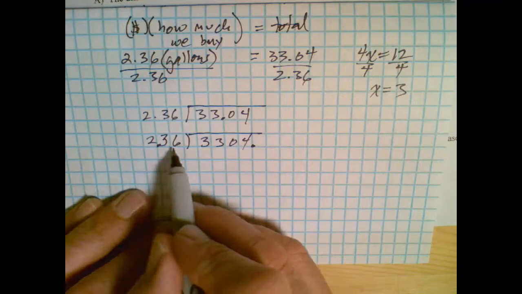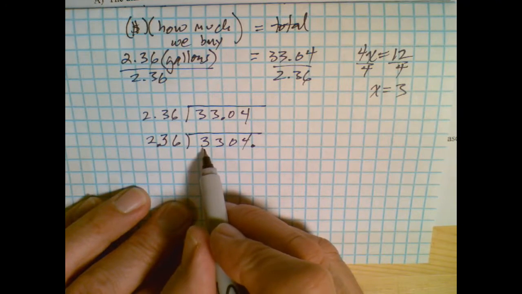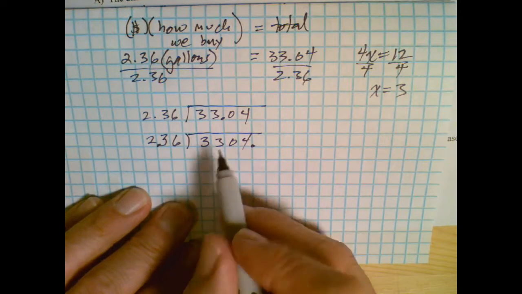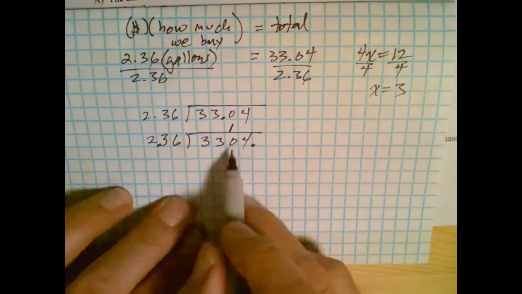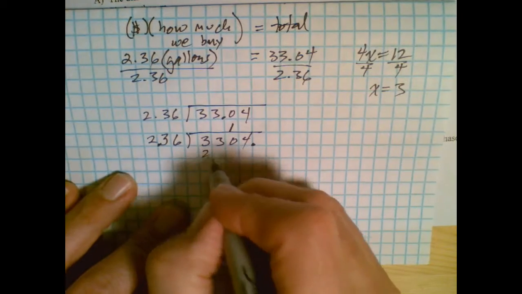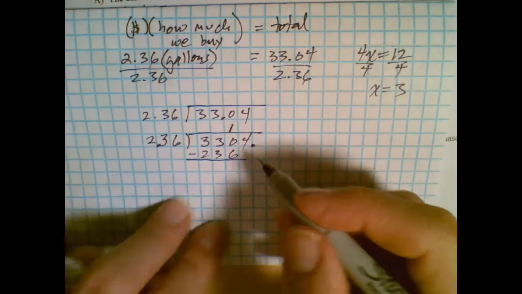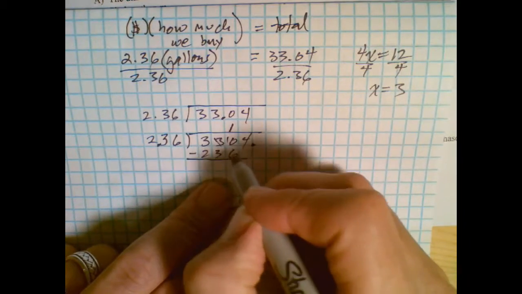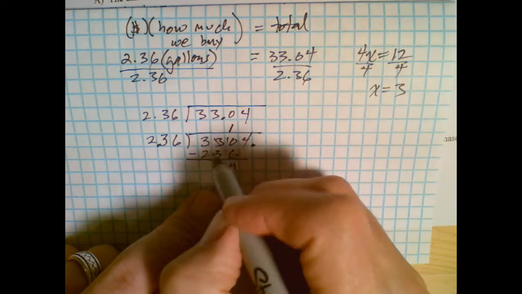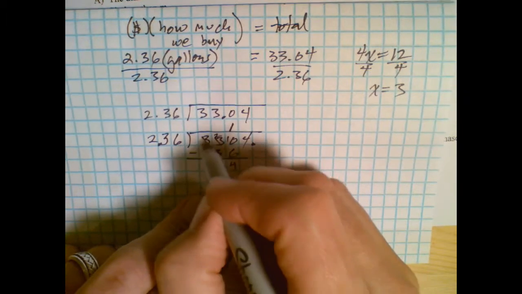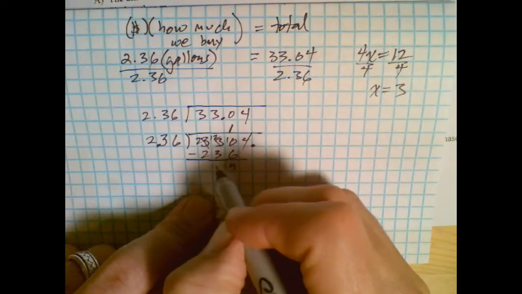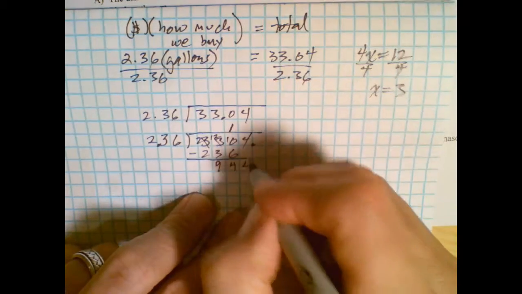So how many 236s go into 3? None. 0. Into 33? 0. But I can get one 236 out of 330. So let me do that. Oh, it looks like I'm going to have to borrow to do this subtraction. 10 minus 6 is 4. I have to borrow. Leaves that a 2 there. Borrow again. 12 minus 3 is 9. I'll bring down the 4.